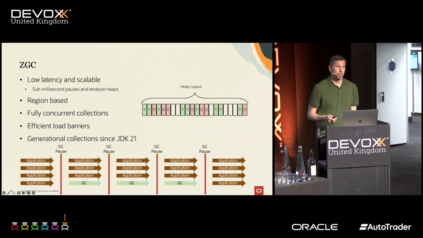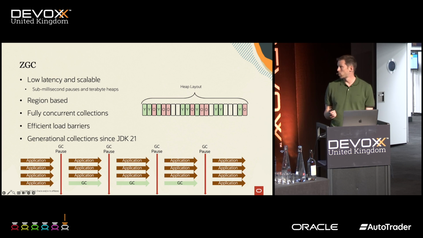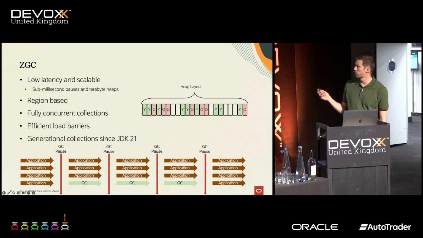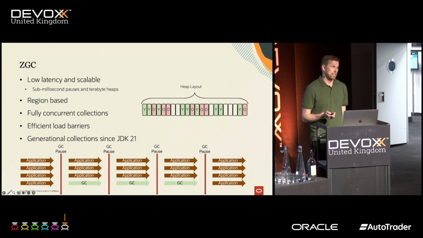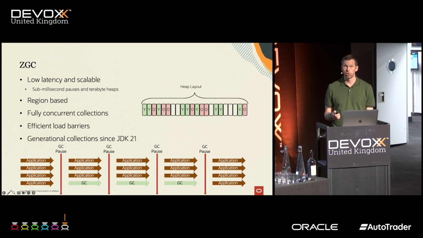We added generational support to CGC in JDK 21. So prior to that, CGC only had a single generation. So the heap layout I'm showing here is for the generational version. Going forward, we're hoping to make the generational version of CGC the default one of CGC, not the default GC, but the default version of CGC. So hopefully already in JDK 23, but we'll see about that.